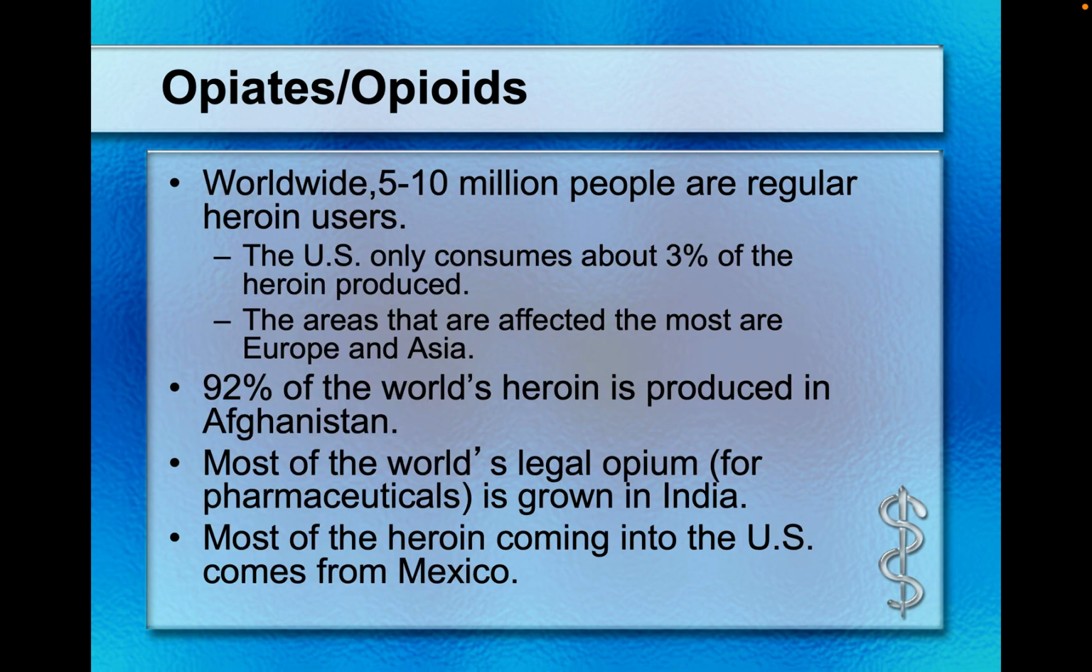Worldwide, 5 to 10 million people are regular heroin users. The United States only consumes about 3% of the heroin produced. The areas that are affected the most are Europe and Asia. 92% of the world's heroin is produced in Afghanistan. Most of the world's legal opium from pharmaceuticals is grown in India. Most of the heroin coming into the United States comes from Mexico.